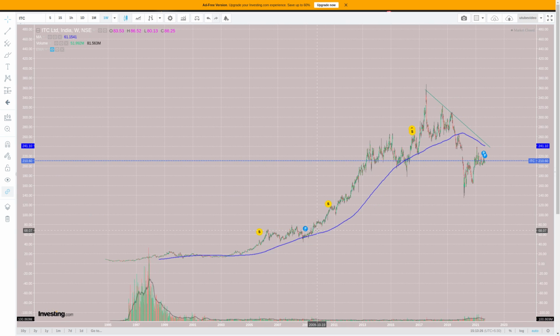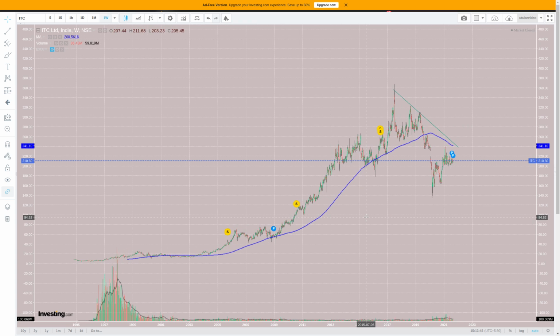So ITC has done this on multiple occasions, you can see from here and from here and again from here. Now I think this is 2020. No matter what, here you can see that ITC is one of the stocks that on many instances touched its 200 SMA, and it was actually consolidating over there.